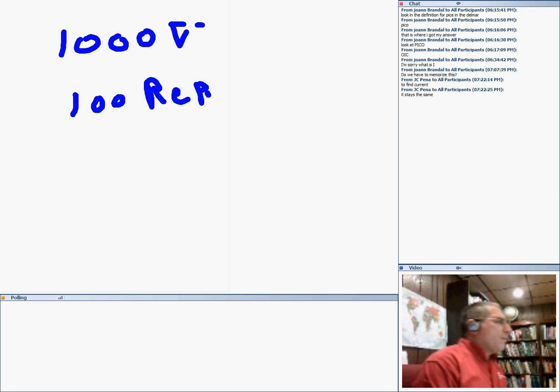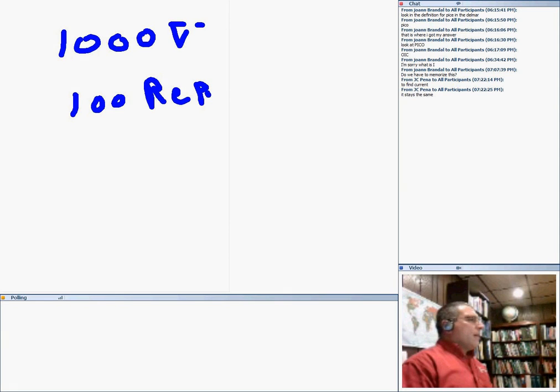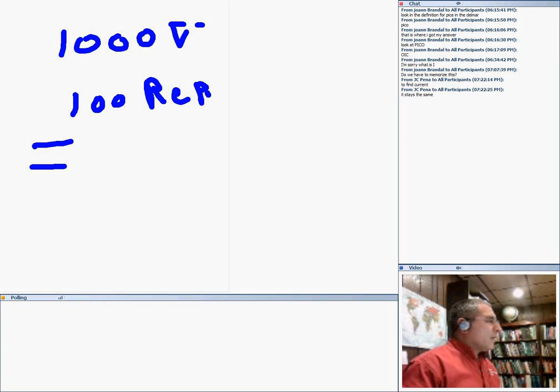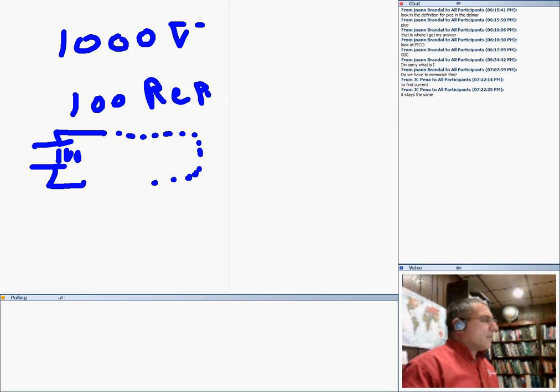I have 1,000 volts shared by 100 resistors. What's the voltage across each resistor? So 1,000 volts, and all the resistors are tied in series here. You can imagine all of them are tied in series here.